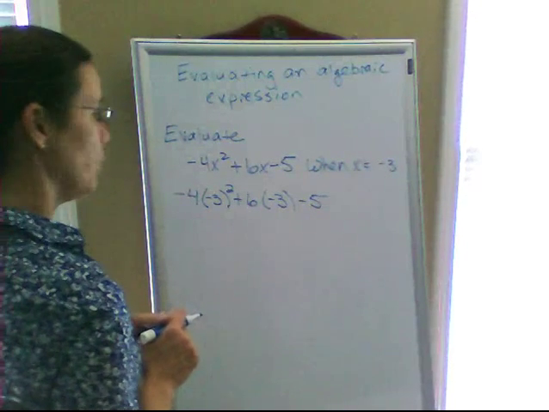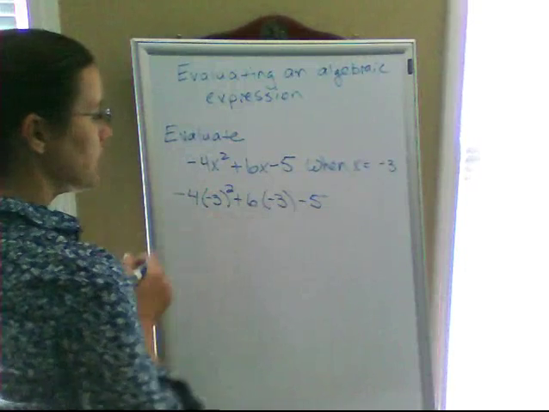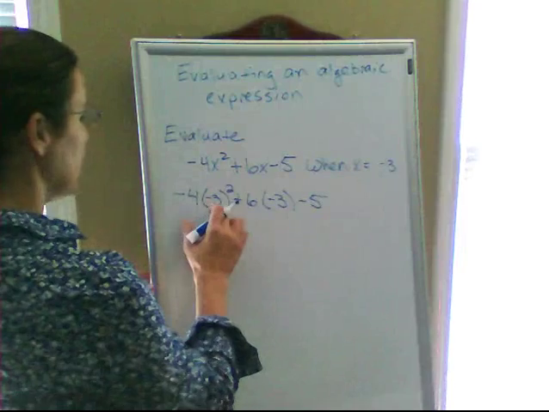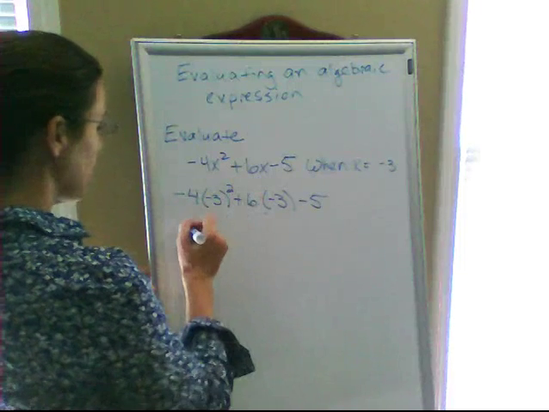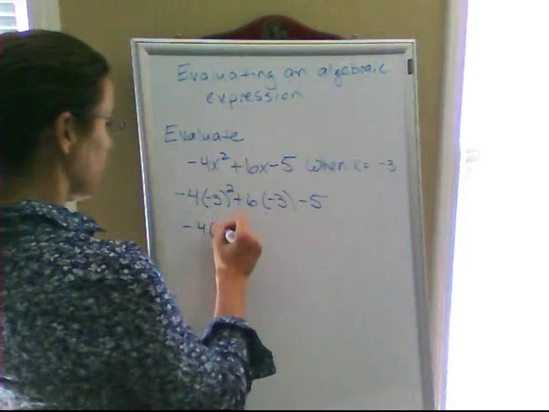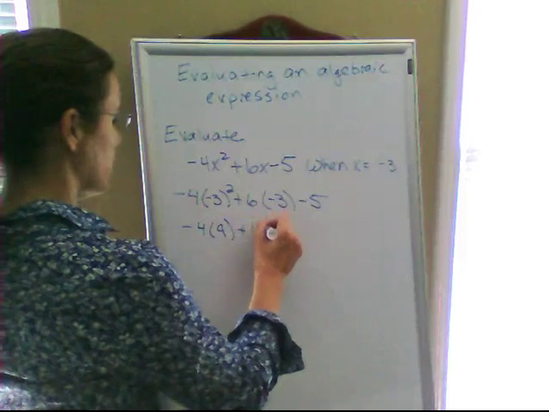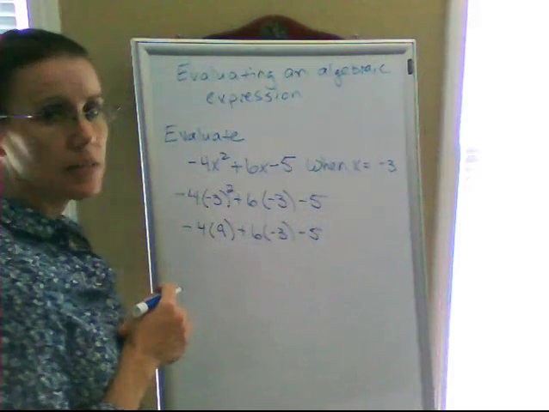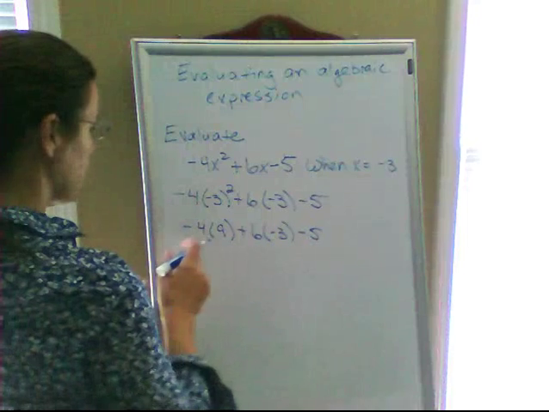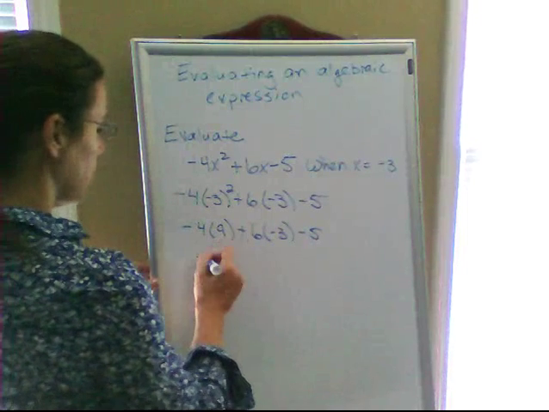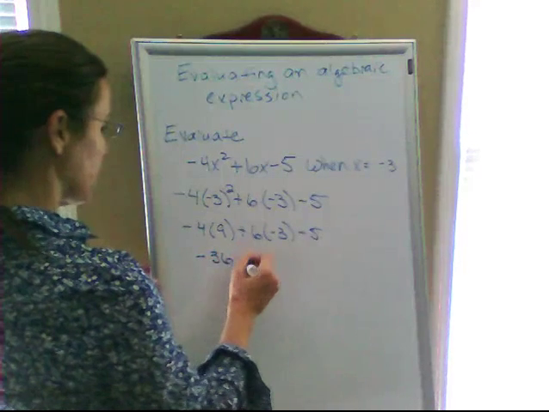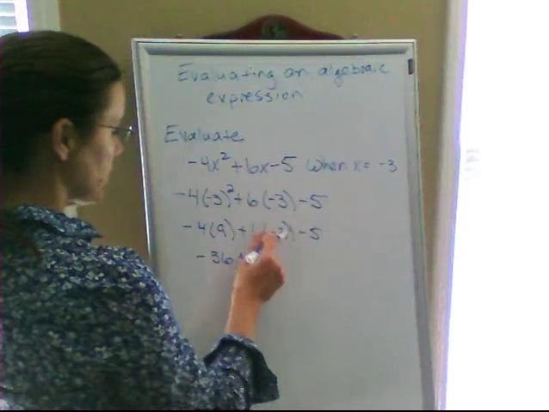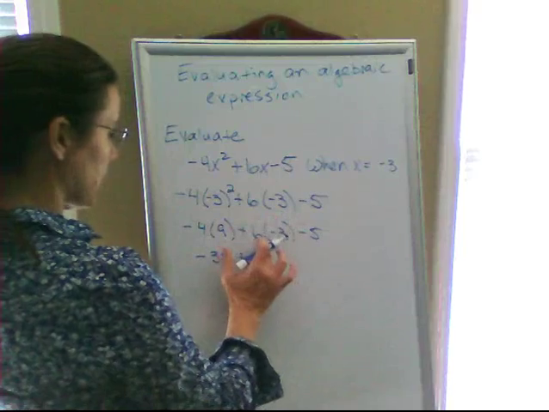First off, parentheses. My parentheses simply have the x's in them, so those are as simple as they're going to get. Next is powers. Negative 3 to the second power is 9, so I have negative 4 times 9 plus 6 times negative 3 minus 5. The next is multiplication and division. So negative 4 times 9 is negative 36 plus 6 times negative 3. I'm going to go ahead and put these in parentheses just so I can keep track. I'll change all the signs later.